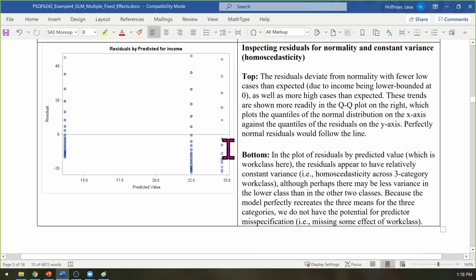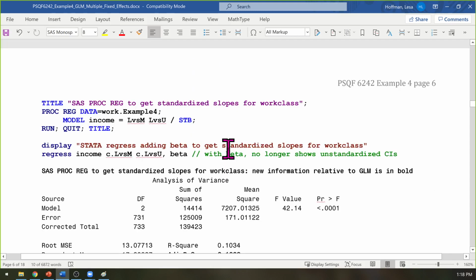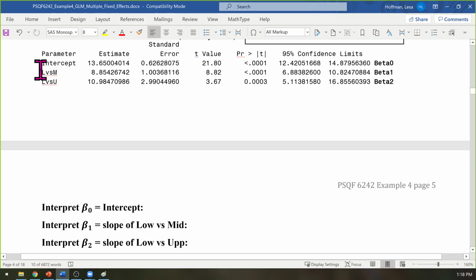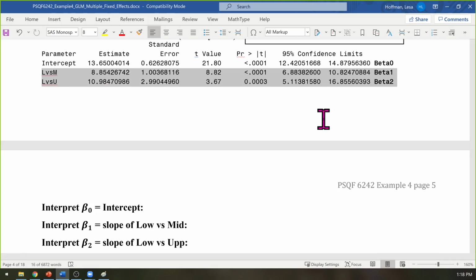And then last but not least, effect sizes. So the slopes that we get out of our output here, these are unstandardized. The idea of unstandardized means that you have to know what the units are to make sense of these numbers. Like 8 what? What's 8? Well, it's $8,000 because the outcome is in $1,000 units and the predictor is a grouping variable. So 8,000 is what this slope means.